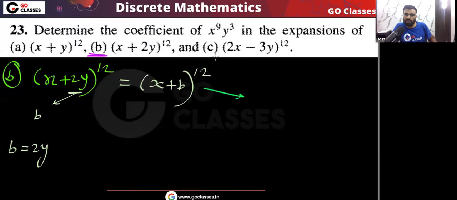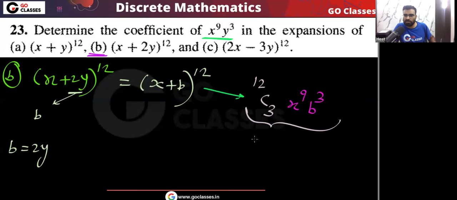Now here we want x power 9 and y power 3. Because we want y power 3 and x power 9, basically we want x power 9 and b power 3. So what will be the coefficient of this? That is very simple. From these 12 factors, you decide which 3 will give you b. From these 12, I will choose 3. They will give me b, and the remaining will give me x. So this is what we got. Now this same value you can write as 12C3 multiplied by x power 9. What is b?